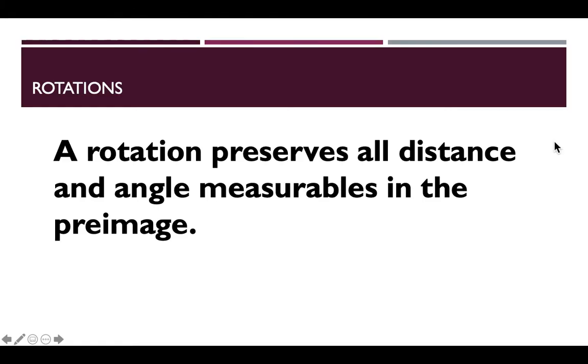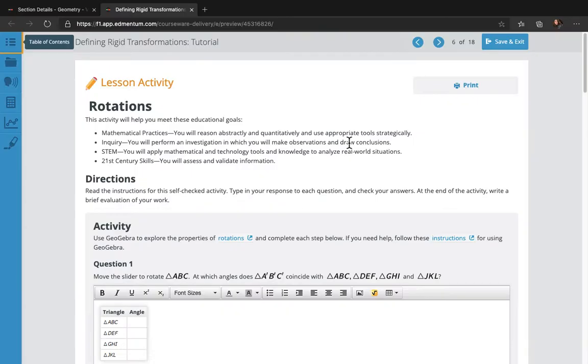Okay, so what we're going to do now is I'm going to go ahead and go into our lesson activity where you're going to learn a key characteristic of rotations and why they are rigid transformations. Here is your rotations activity. Again, you're going to learn some key characteristics of rotations and again why they are rigid transformations.